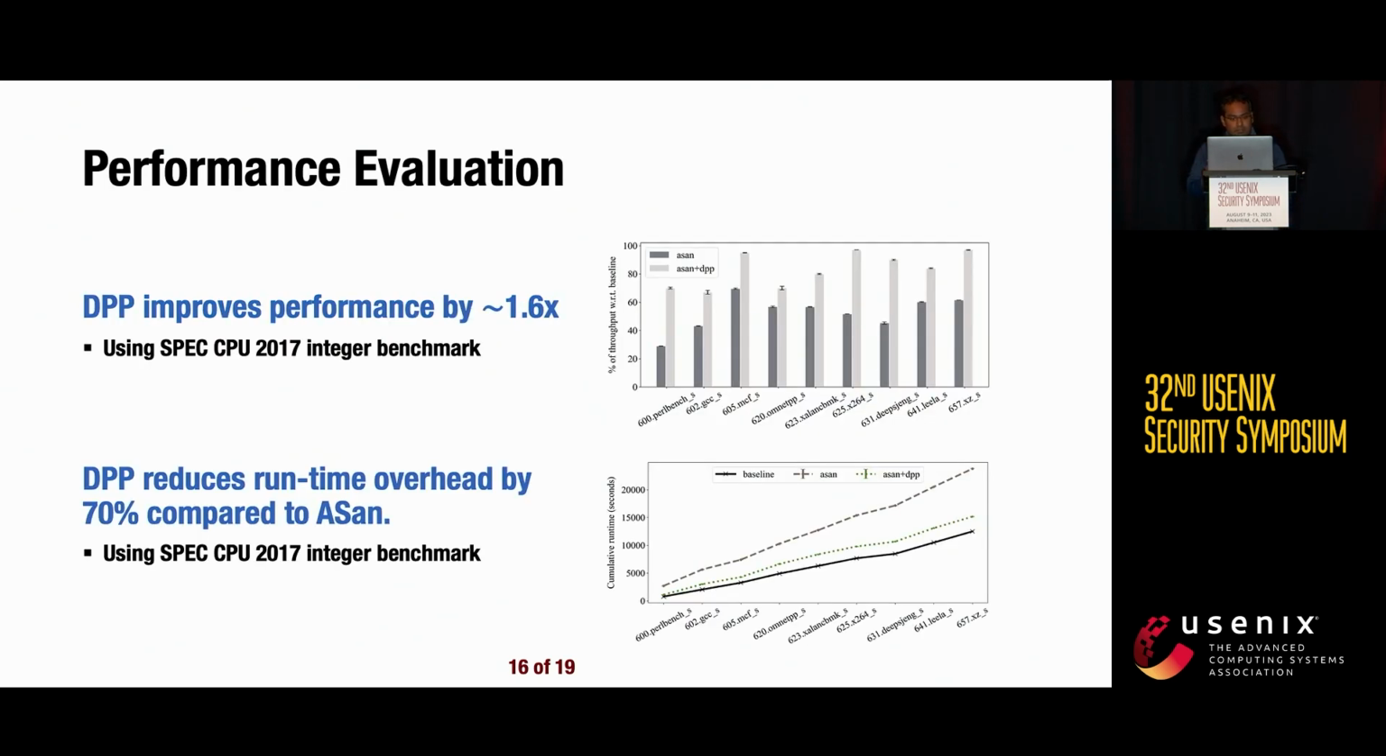So for performance evaluation, we use the SPEC CPU2017 Integer benchmark, and we protect all the prioritized data objects. And we can see that DPP can improve the performance by around 1.6 times. We can also see that DPP reduces the runtime overhead by around 70% compared to AddressSanitizer.